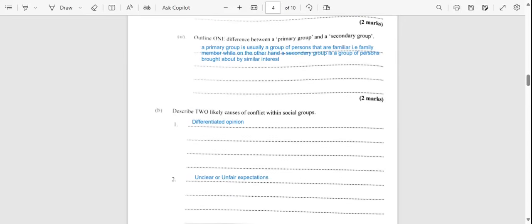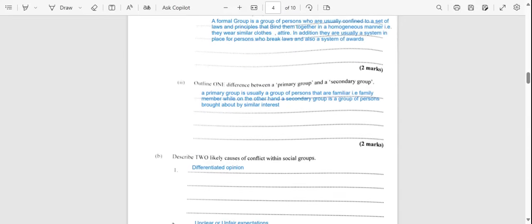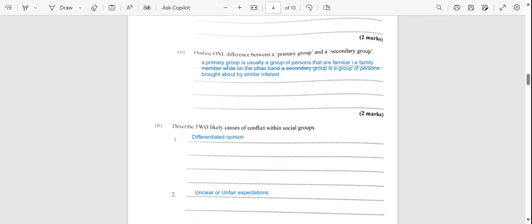So for question 1 part 2, it says outline one difference between a primary group and a secondary group. So a primary group refers to those persons that you have known for ages. You are not usually linked by a common interest. These include people like your families and people you are extremely close with. While on the other hand, a secondary group is a group of persons brought together by similar interests. This could be in a sport, this could be in a hobby. All of you share similar interests.